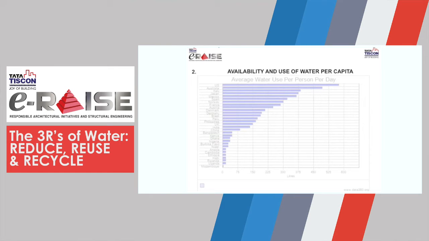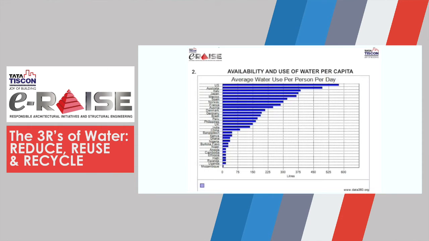What about the availability and use of water per capita? Is the water that is used per person per day equal across the world? We all know it's not. But look at the difference. The US uses almost 600 liters of water per person per day.